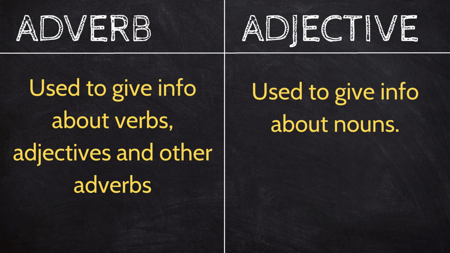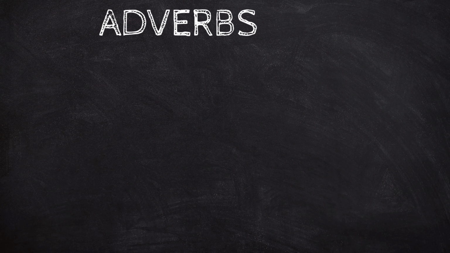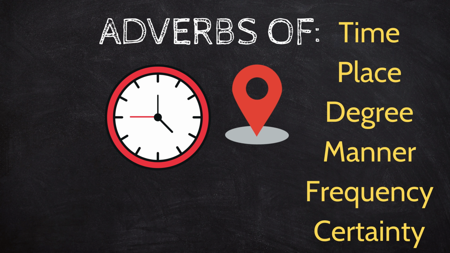Now let's see the different types of adverbs. There are basically six types of adverbs. How many? Six types of adverbs. What are these? Let's see. The first type is adverb of time, then adverb of place, then adverb of degree, then adverbs of manner, adverbs of frequency, and adverbs of certainty. Let's take a look at each of them, their definitions and also their examples.